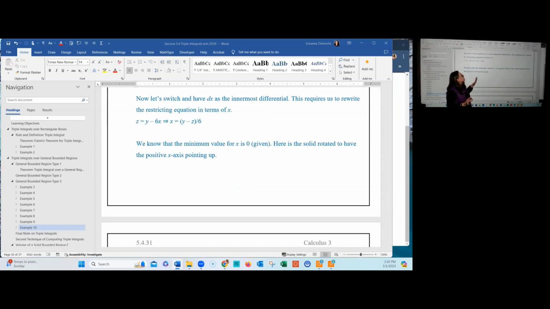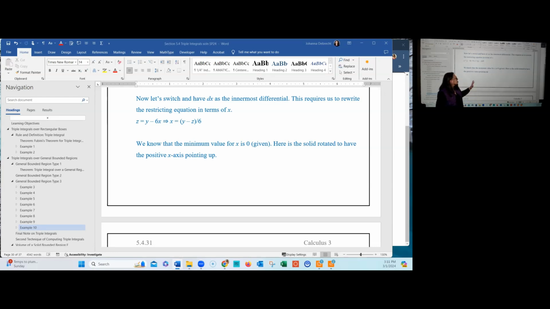Now we want to switch and shine the flashlight down the x-axis. This means we're projecting into the yz plane. So we're going to have dx as the innermost differential. This will require us to write the equation for the slanted plane in terms of x. We have z equals y minus 6x, which gives us the equation x equals (y minus z) divided by 6. We know that the minimum value for x is x equals 0 because one of the planes that divided our region was x equals 0.